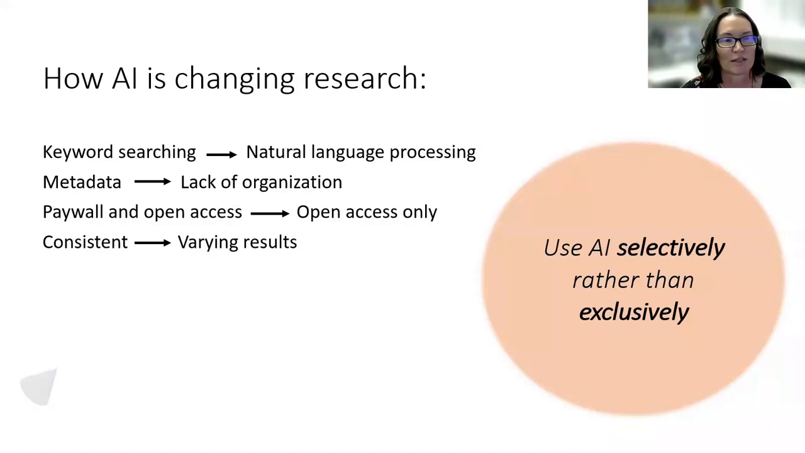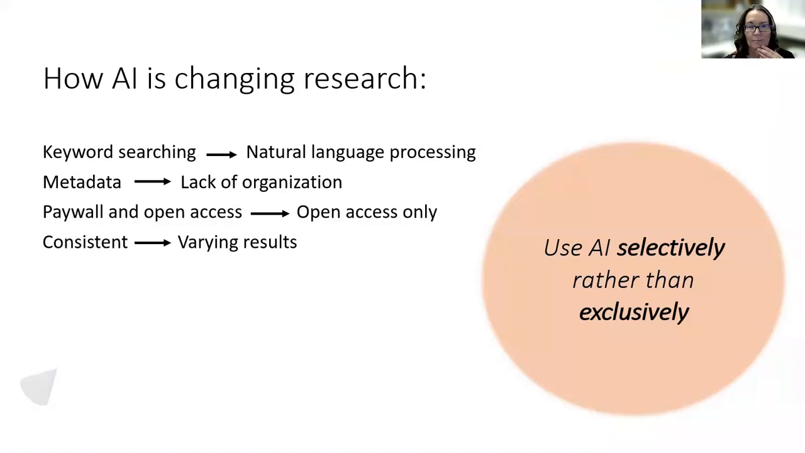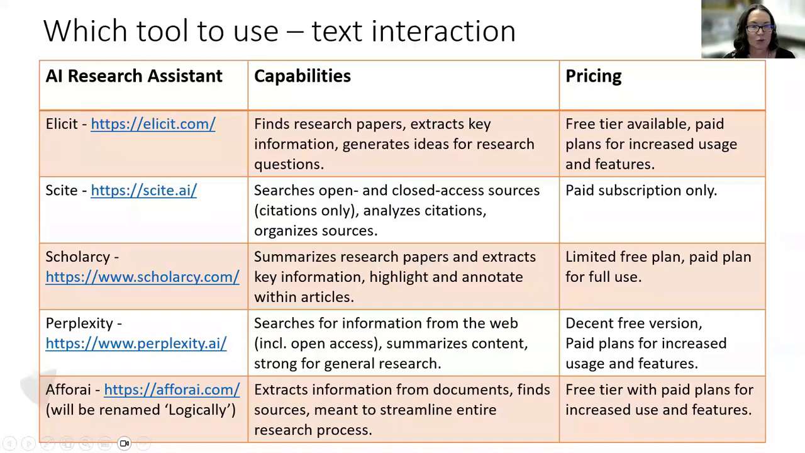So just overall, and I probably get a little repetitive on this, but I think it's important to use AI selectively rather than exclusively. You're going to be missing out on sources and information if you rely entirely on AI. I've broken down the research assistants out there into two categories. The first ones are assistants that can help you with extracting information and basically functioning as a database of your selected sources, and you interact with the text of these articles. And again, this is just a small number of the different research assistants that are out there. There are certainly plenty of others.